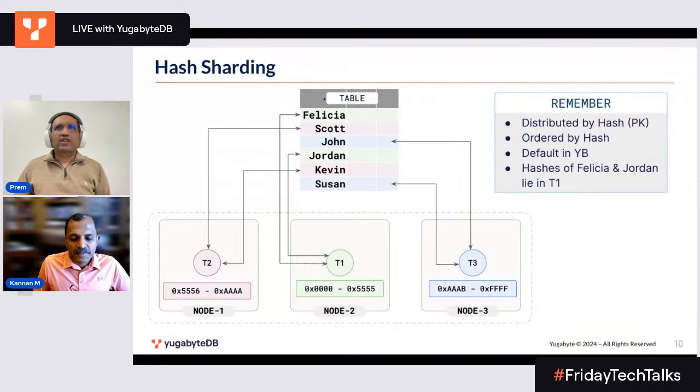You have a table with names, and if you notice, each of the tablets has its own hash range. Rows with certain names go to certain tablets. That's because, for example, the hash of Felicia and the hash of Jordan could actually fall into the same tablet, T1.